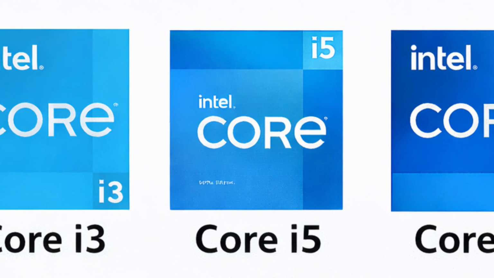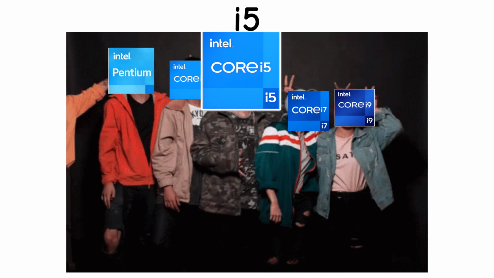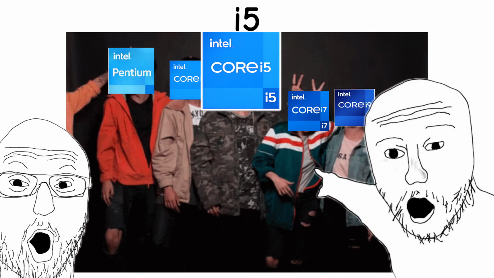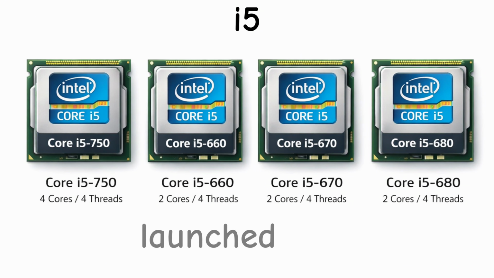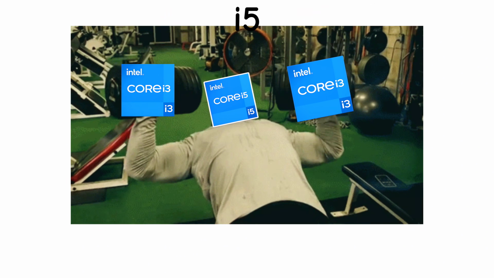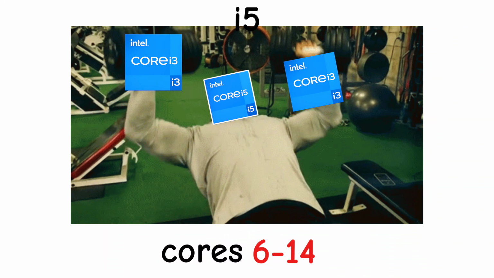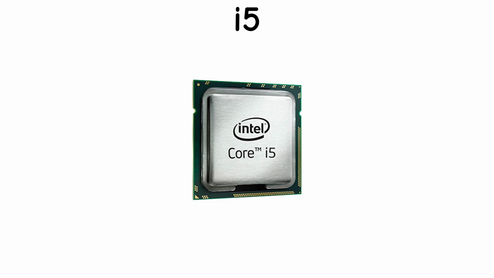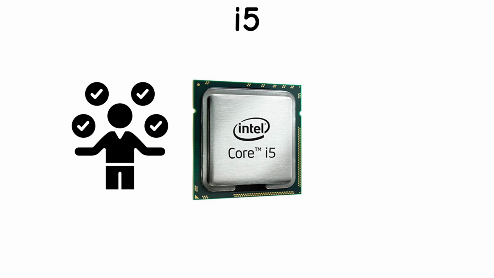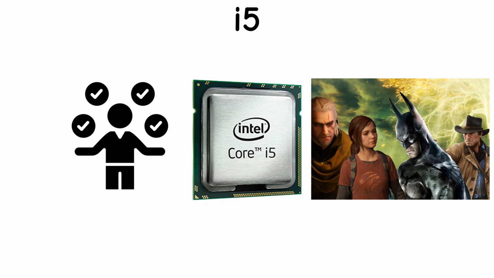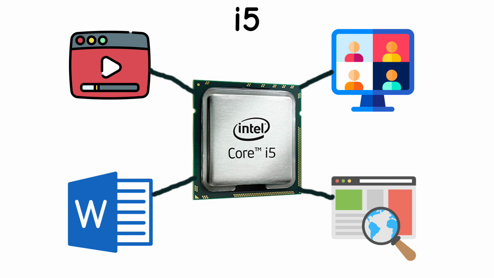Core i5. Core i5 sits in the middle of Intel's processor lineup, and it is also one of the most popular CPUs used by everyday users. The Core i5 lineup was also first launched in 2009 when Intel introduced the first-generation Core i series processors. It is more powerful than Core i3 and usually comes with 6 to 14 cores, depending on the generation. Because of this extra power, an i5 is great for multitasking and more demanding tasks. You can run multiple programs at the same time without your computer slowing down too much.